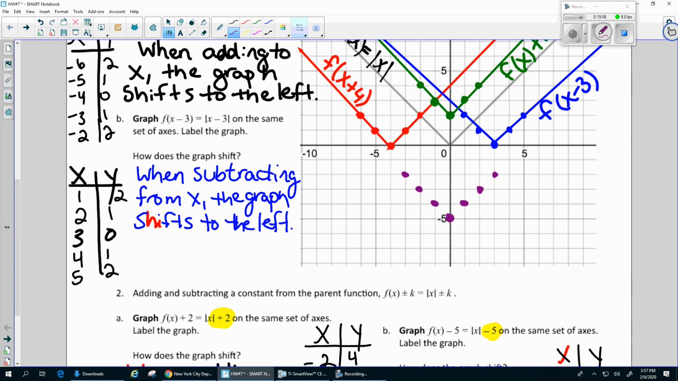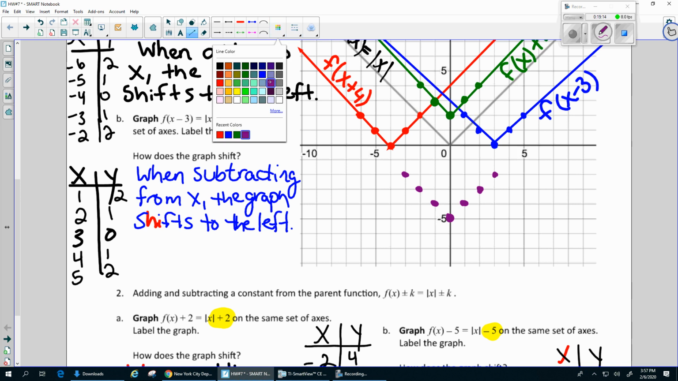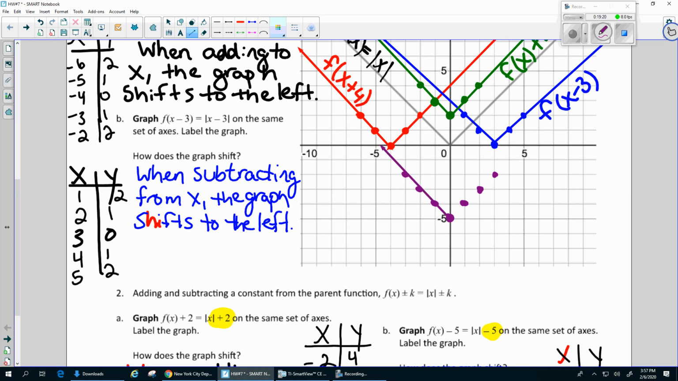I'm going a little crazy here. However, I can use my straight edge to make sure I'm drawing a perfectly straight line. And if you're super, super neat, you will realize that all of your absolute value lines are parallel. I have my blue line on the left is slightly off. I must have tapped that, and it didn't line up perfectly.